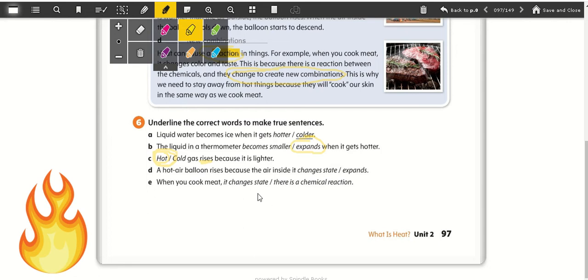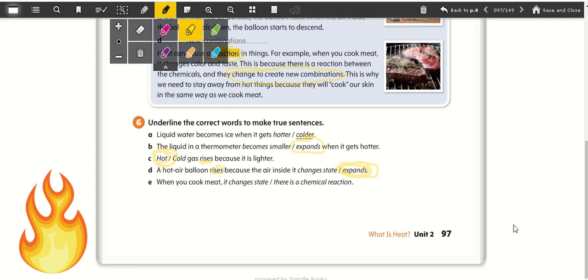Then we have letter D. Letter D says, a hot air balloon rises. Vea que aquí tengo otra palabrita. Quiere decir que hay calor por ahí. A hot air balloon rises because the air inside it changes state. En realidad no cambia el estado, sigue siendo aire, el aire que hay en el globo. What happens is that it expands. This is the answer. Please do it in your book.